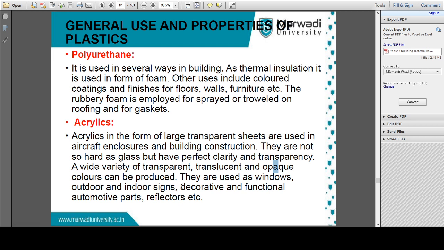We can also use it for decoration or in automobiles. Just now I said that we use it in cars, a modified version of plastic known as acrylics. So in each and everything you need to have at least one example. If you go for polyurethane, we use it as roofing and a gasket agent. If you go for acrylic, we can have automotive parts.